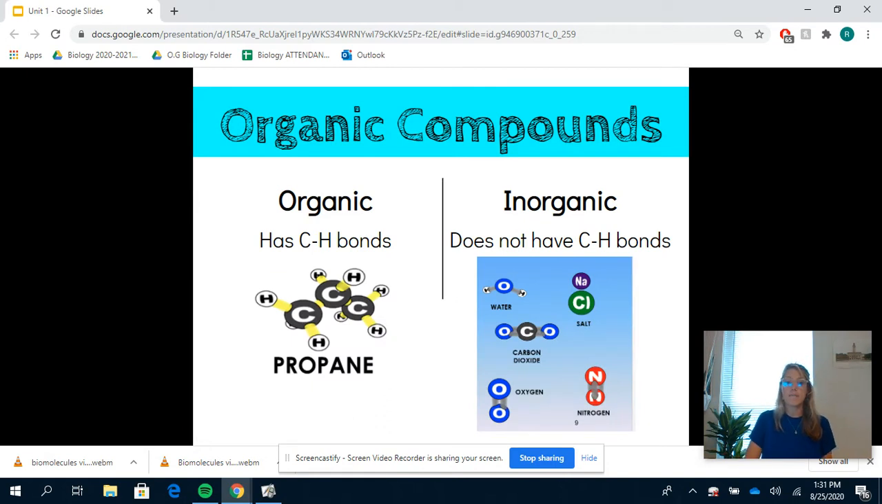The first thing that you see up here are organic compounds as a title. Organic compounds means the same thing as biological molecules. Biological molecules are made up of organic compounds, meaning that they have carbon-hydrogen bonds. We spoke about that yesterday as well.